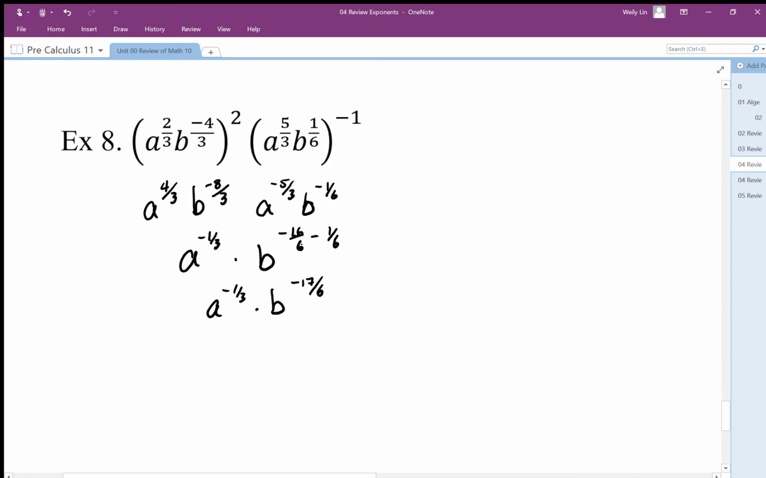I could put this in to positive exponents and roots. That's a cube root. This is a sixth root and power 17. Okay, and the negative just means it goes into the denominator.